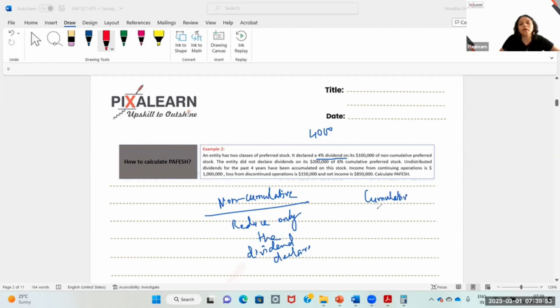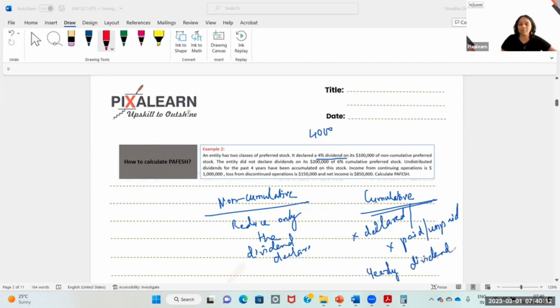If the preferred dividends are cumulative, then I'm not going to wait for you to declare that dividend. So I don't care whether the dividends are declared. I don't care whether dividends are paid or not paid. I'm only bothered about one thing: what is the yearly dividend that should have been paid to them? That means when I am calculating my EPS, I simply take 1 year's cumulative preferred dividend, because every year we will keep on accumulating. Whether we are paying it or not paying it is immaterial.